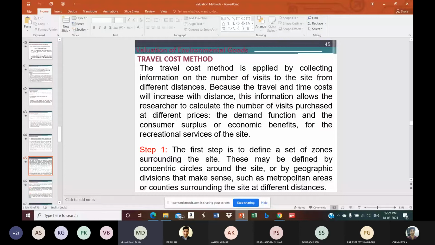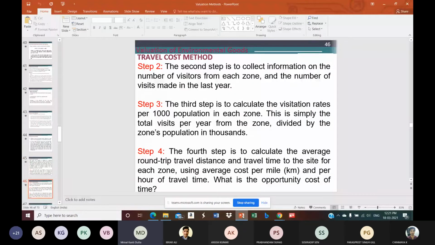So that way, zones might be identified at different distances from the site. That is the first step. The second step: information on the number of visitors from each zone is collected, and the number of visits made in the last year. So two things are there: number of visitors from each zone. If we are talking about, suppose, Gujarat or Rajasthan, how many visitors were there from Rajasthan last year, and how many visits they made in the last year.